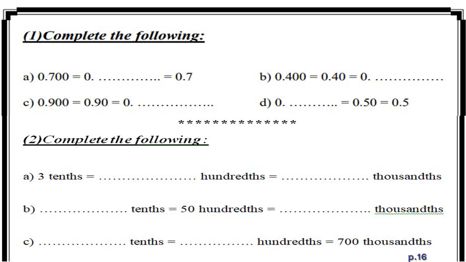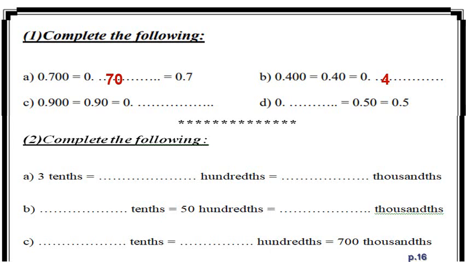Here I have to know the zeros at the right in the decimal part have no meaning. So 0.700 equals 0.70 equals 0.7. All these numbers are the same because the zeros at the right in the decimal part have no meaning. In letter B, 0.400 equals 0.40, so it will be equals 0. What? We will remove one 0 each time, so it will be 0.4.